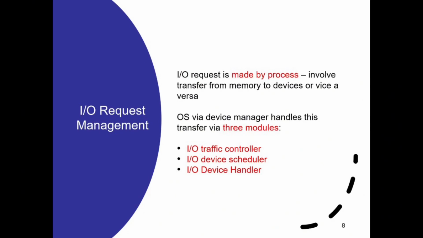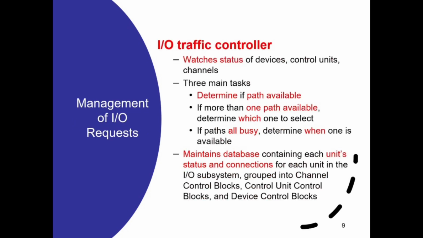Next, we will continue with I/O request management. An I/O request is made by a process. It involves transfer from memory to a device or vice versa. The OS, via the device manager, handles this transfer via three modules, which are the I/O traffic controller, the I/O device scheduler, and the I/O device handler. The first one is the I/O traffic controller.